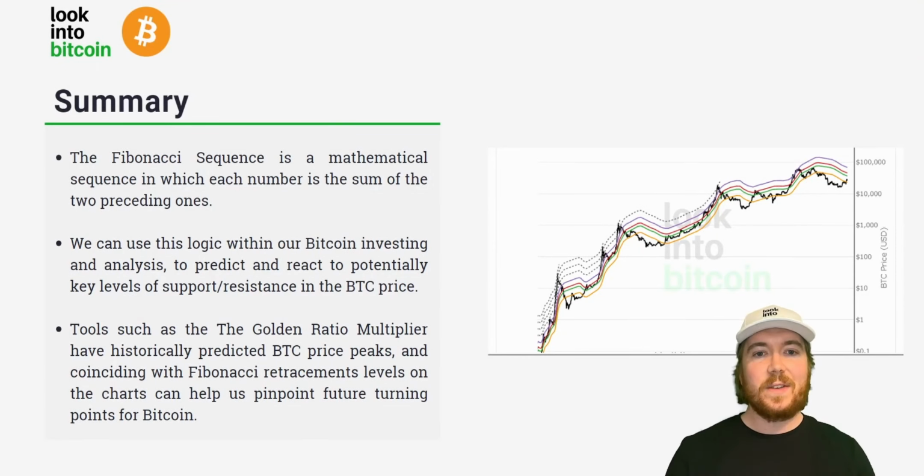So just to summarize, the Fibonacci sequence is a mathematical sequence in which each number is the sum of the two preceding ones, like we discussed in the example before, 1, 1, 2, 3, 5, 8, etc. So we can use this logic within our Bitcoin investing and analysis to predict and react to potentially key levels of support and resistance in the Bitcoin price. And tools such as the golden ratio multiplier have historically predicted Bitcoin price peaks, and coinciding with Fibonacci retracement or extension levels on the chart can help us pinpoint future turning points for Bitcoin.